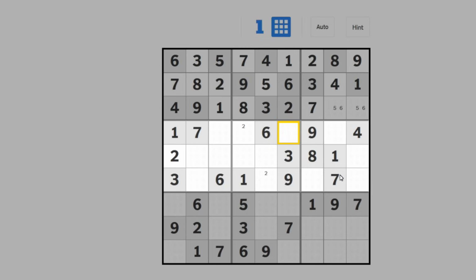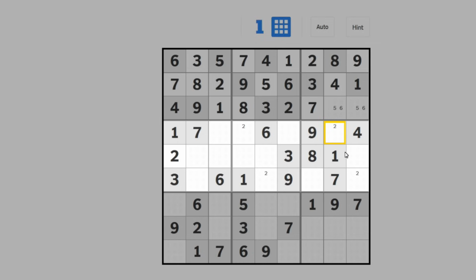Let's see if we can eliminate the number 2 from this block. We can eliminate it from this cell because this column has a 2. We can eliminate it from this row because there's a 2 here. So there can be a 2 actually in this cell, and there can be a 2 in this cell. And those are the only 2 places in this block that a number 2 can be.